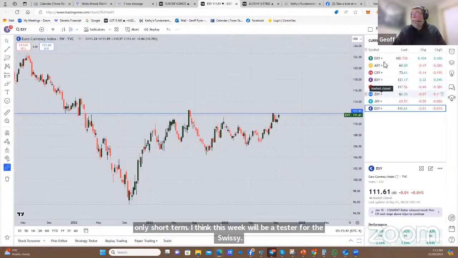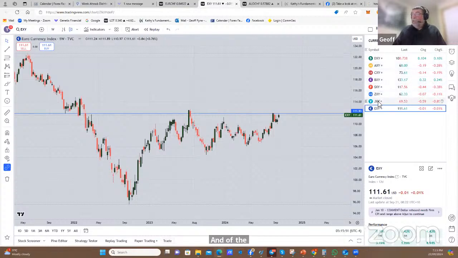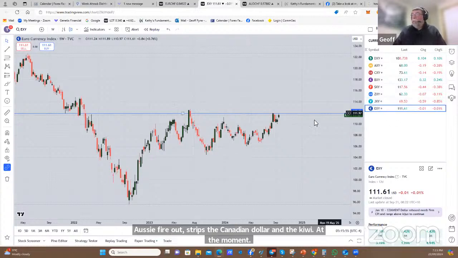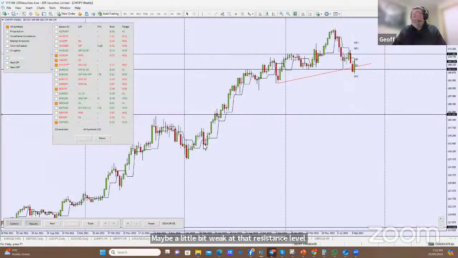Kiwi at resistance. Aussie's a far better one than the Kiwi. And of the commodity currencies, I think the Aussie far outstrips the Canadian dollar and the Kiwi at the moment. Yen, anybody's guess, and the euro maybe a little bit weak at that resistance level. So how does that now pan out as far as my charts are concerned, and exactly how am I going to play this?